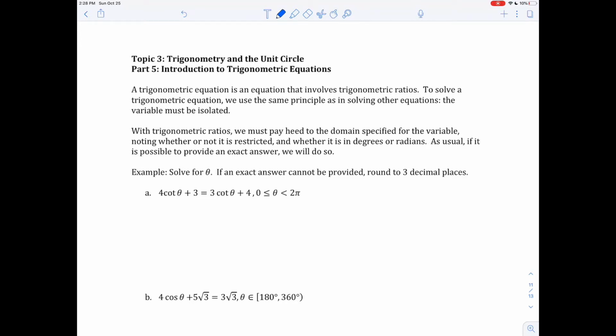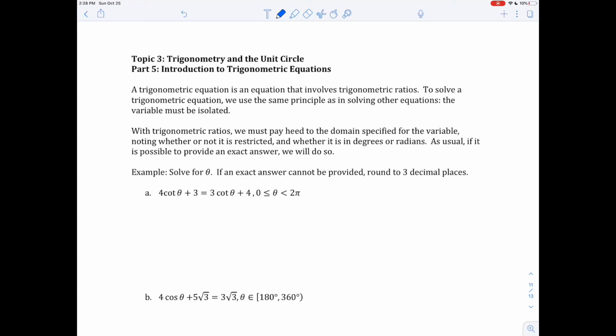So we're going to look at these. We'll figure out if a non-calculator solution is possible or if an exact answer can be provided. If it can't, we'll round to 3 decimal places as usual. Key thing is to be able to isolate the variable. And in order to do that, we're going to have to isolate the trig function itself.